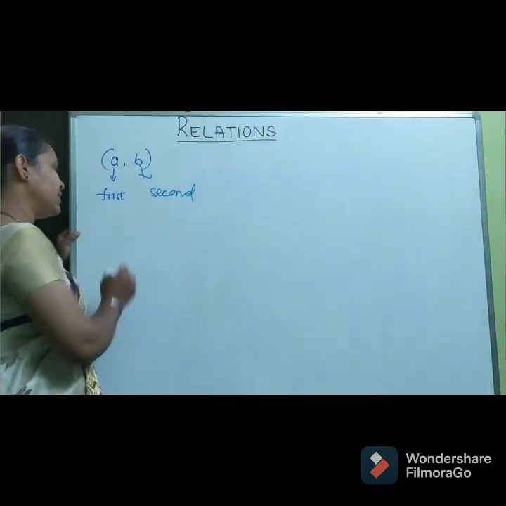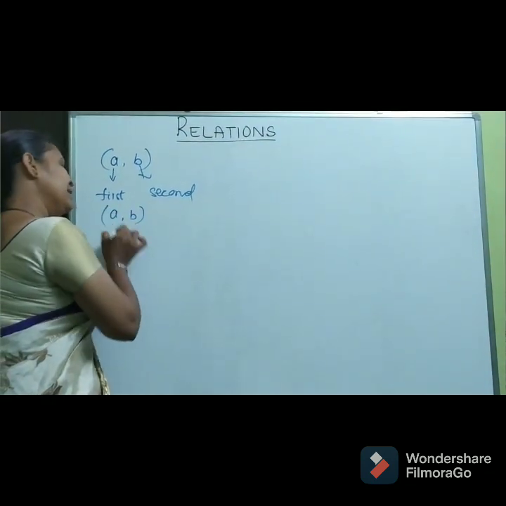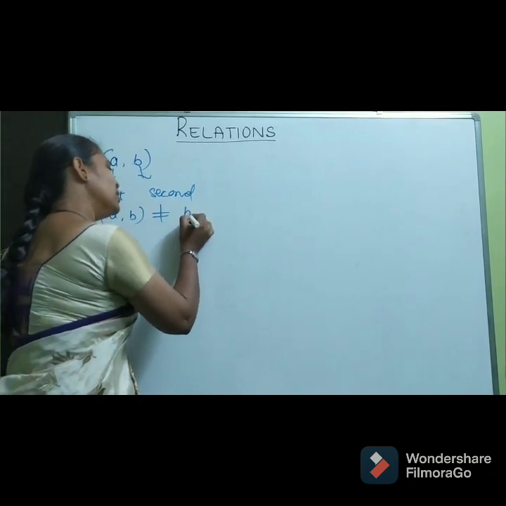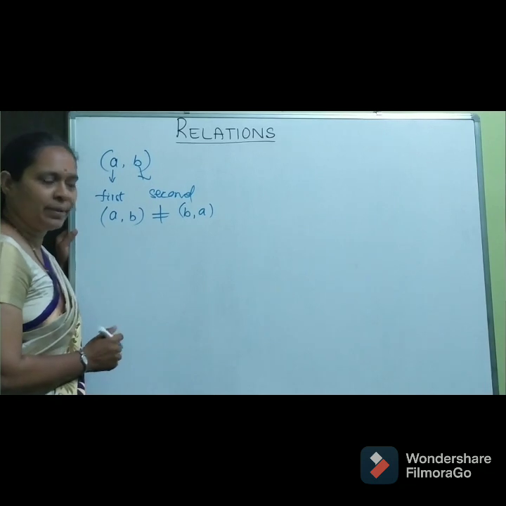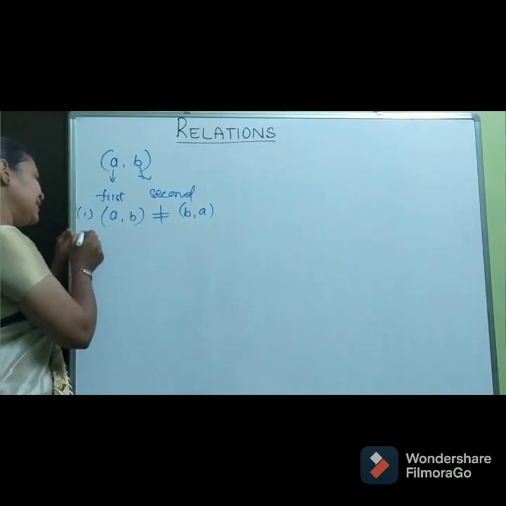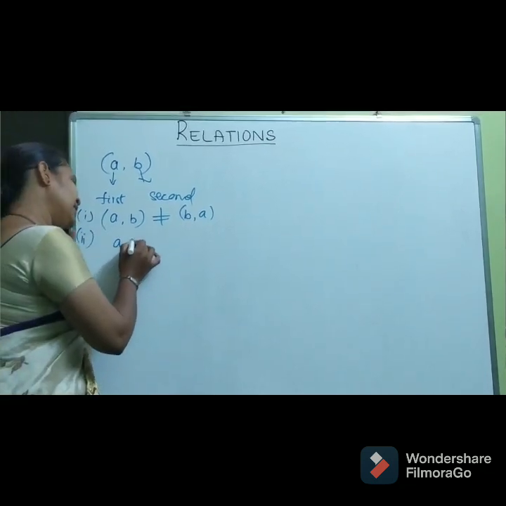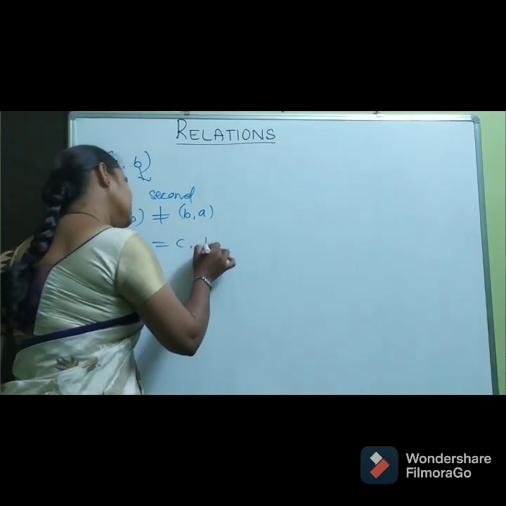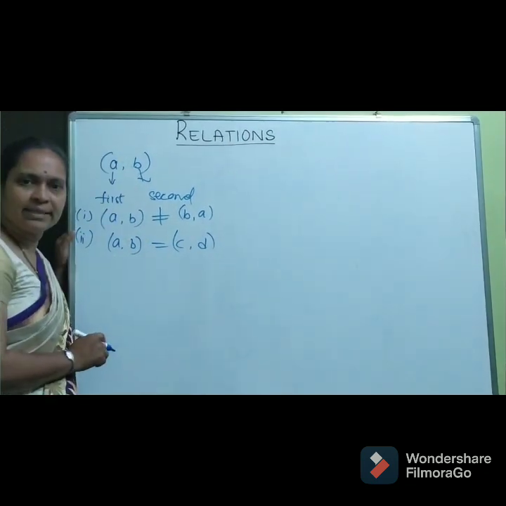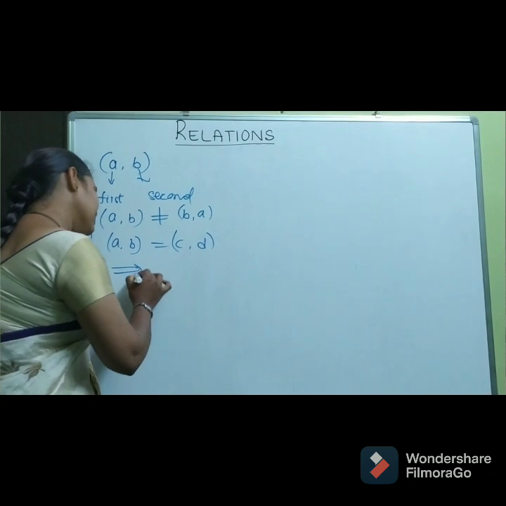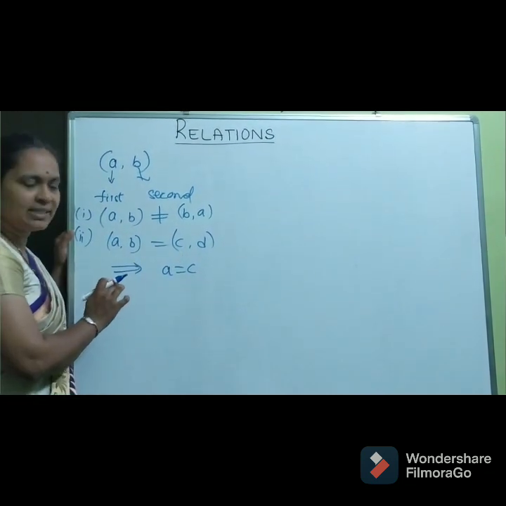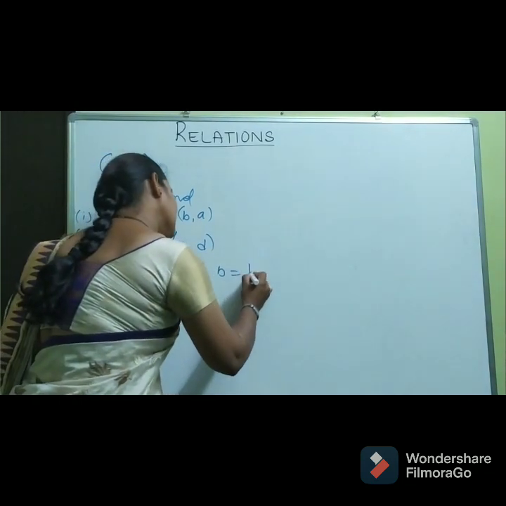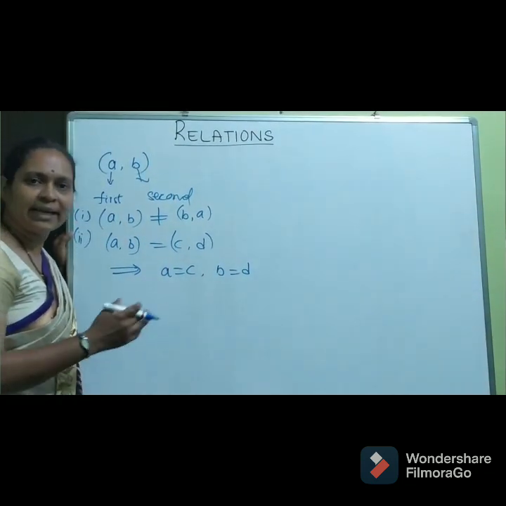Also, you have to observe this. If the ordered pair (a, b) is there, it is never equal to (b, a). (a, b) is not equal to (b, a). This is the first thing. And second thing is, if you write (a, b) is equal to (c, d), this implies a is equal to c, that is first element is equal to first element, and b is equal to d, second element is equal to second element.